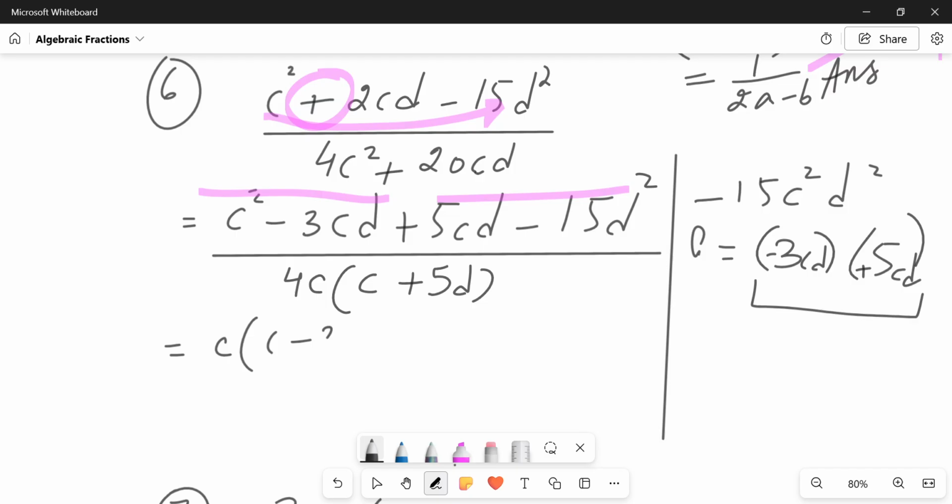C minus 3d, highest common factor. These are the steps of middle term breaking. If you don't know how to solve middle term breaking, I have already uploaded a video on middle term breaking. You can go and watch how to solve middle term breaking deeply. Okay. So 5 is the highest common factor, d.